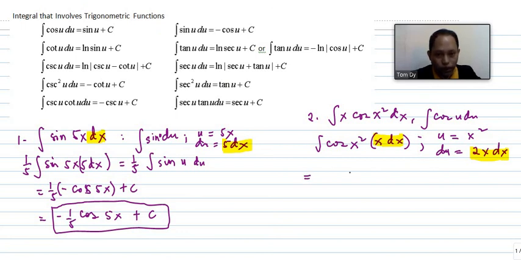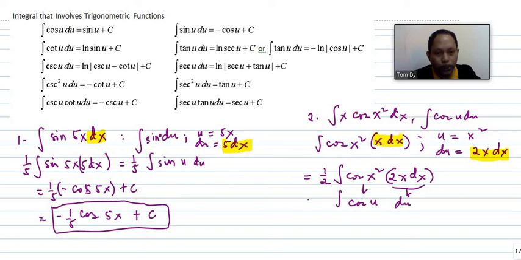Therefore, I will rewrite our problem, cosine of x squared, and then instead of writing x dx, I will write our du, which is 2x dx. So I have here number 2, and then multiplying the reciprocal of 2, that is 1/2. So this is now our cosine of u, and then this one is our du. So this is 1/2. Therefore, our final answer is 1/2 integral of cosine u du, that is equivalent to sine u.